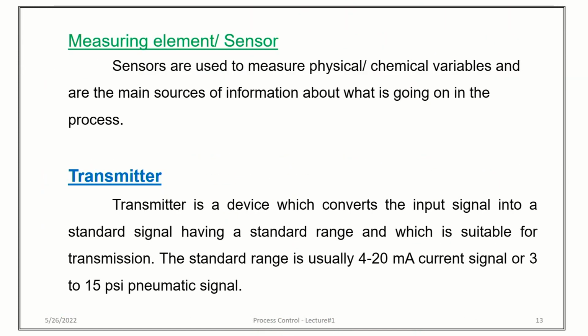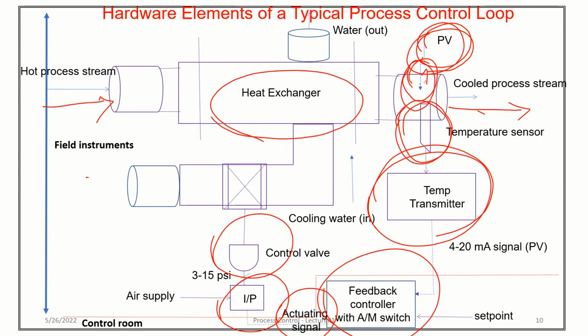So sensors are used to measure the physical or chemical variables and are the main sources of information about what is going on in the process. As far as this example is concerned, the sensor can be your RTD or it may be a thermistor or it may be a thermocouple, because we are trying to control the temperature of the hard process steam. Okay, then the next important element is the temperature transmitter.